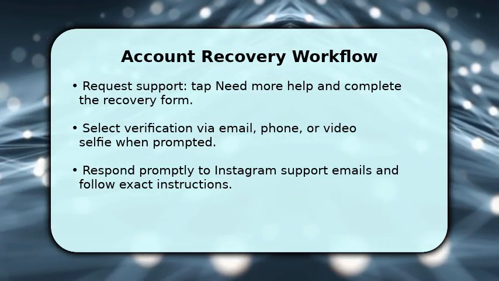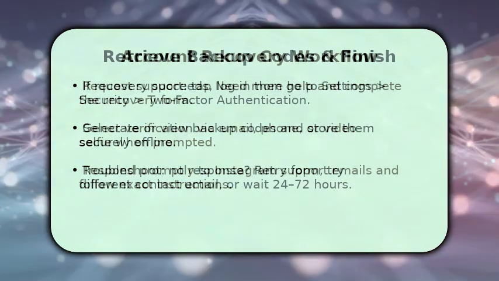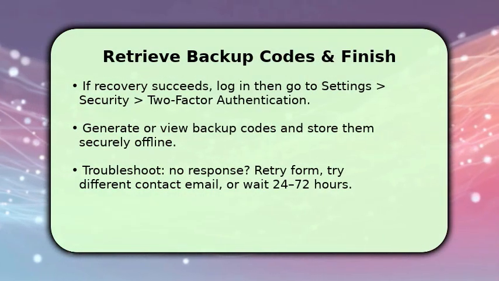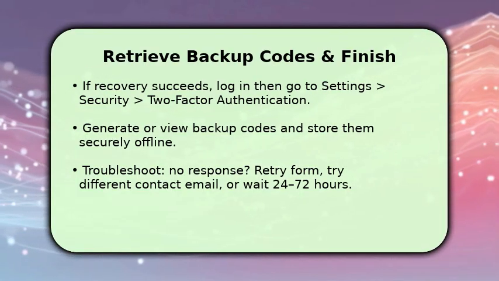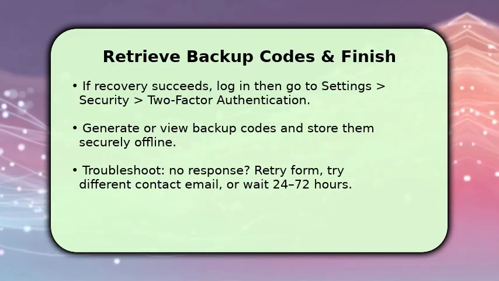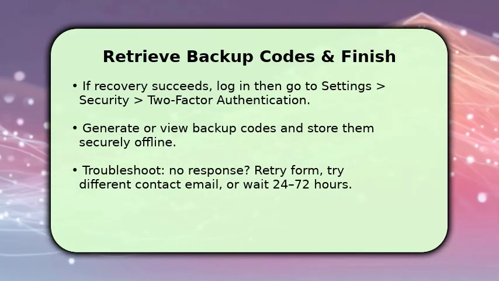After Instagram restores access, immediately go to Settings, Security, then Two-Factor Authentication to generate backup codes. These let you bypass SMS or app codes later. Save them in a password manager and print a copy, storing it somewhere safe. Do not screenshot to cloud services.